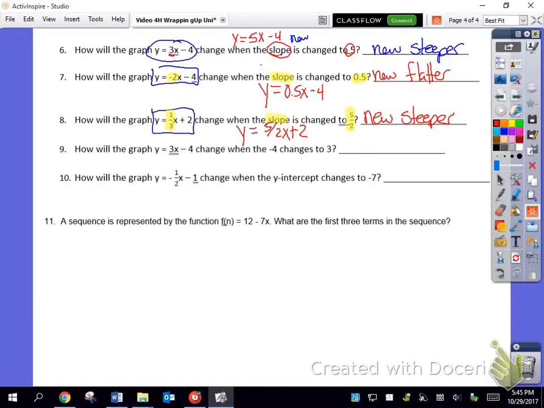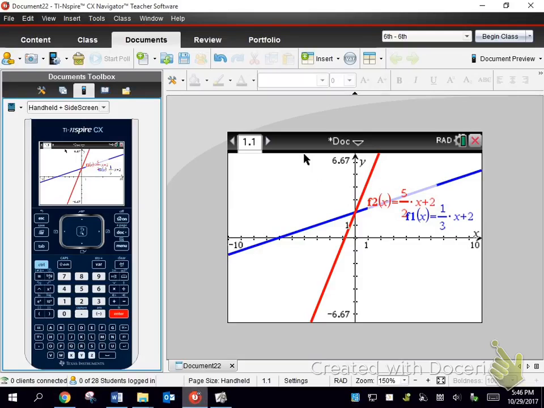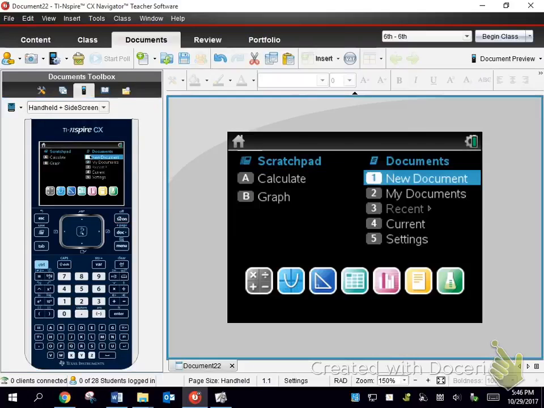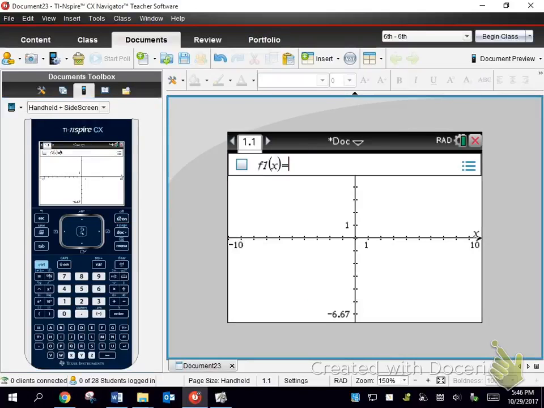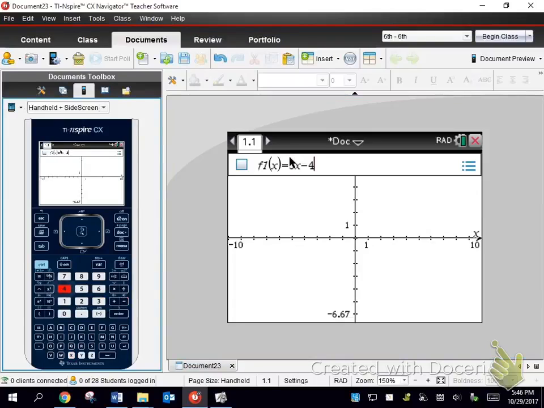How will the graph y equals 3x minus 4, that is going to be your blue line, change when -4 is changed to 3? So I'm going to change -4 to a 3. So now it's going to be y equals 3x plus 3. Now, the slope didn't change, but the y-intercept did. So remember, when they had the same slope, my lines should be parallel. And since I changed the y-intercept, it should adjust. I went from a -4 to a +3. So it should have moved up. So let's see. 3x plus 3.